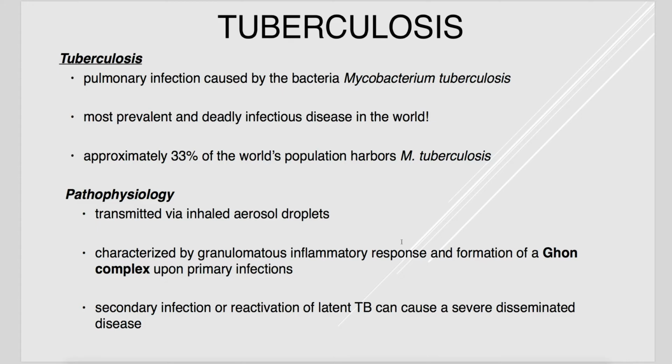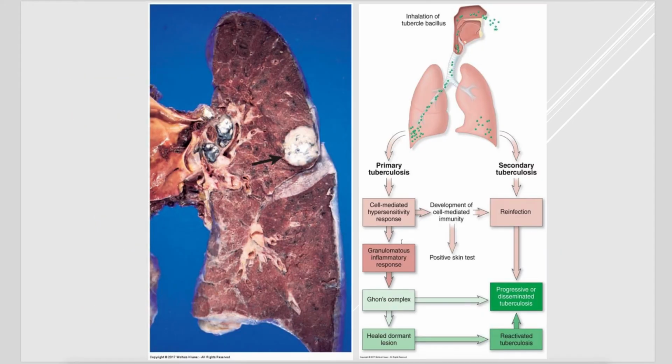And as these granulomas accumulate, you get what's known as a Ghon's complex or a Ghon's focus. And again, this is associated with the primary infection. Now, secondary infection or reactivation. So say you have a primary infection and then it goes latent. You can have reactivation of that TB. Or you may have cleared it the first time and then you get infected again. This can cause a much more severe, much more disseminated disease, and that's very deadly.